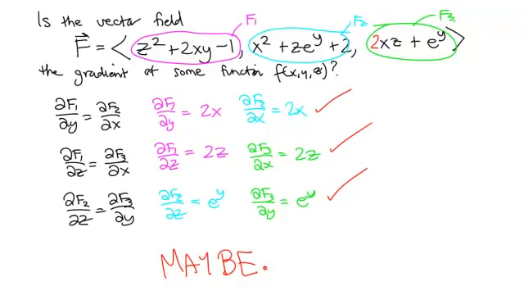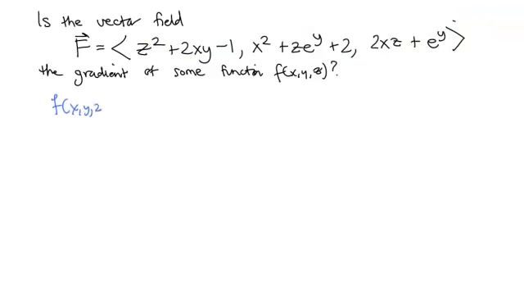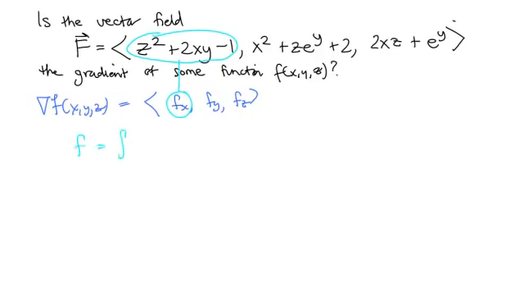So how could we find whether or not there's such a function? What would such a function look like? Well, the gradient would have to take the form of fx, fy, fz, where these are little f's. So if this were to be the gradient, then the derivative of little f with respect to x would have to be this first component. That means that f would have to be the integral of z squared plus 2xy minus 1 with respect to x. So that would get us xz squared plus x squared y minus x, plus constants. But what's constant with respect to x? Anything that has a y or a z in it.